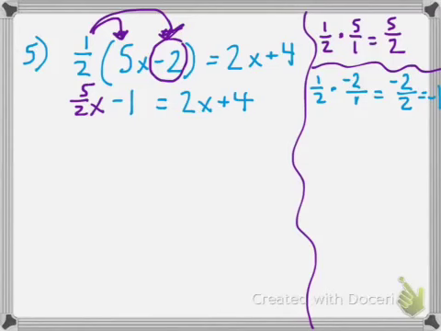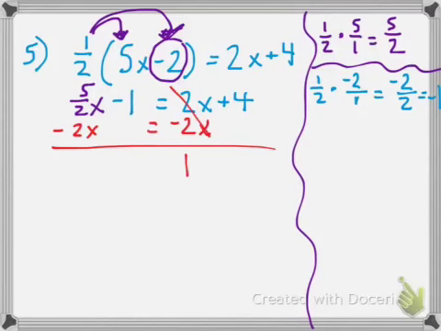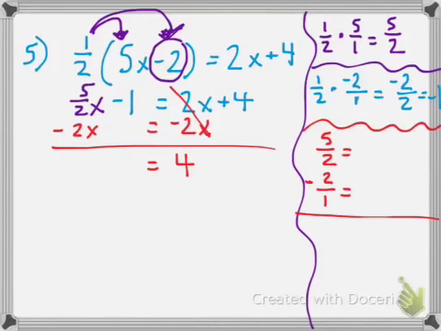So now I have variables on both sides, and I'm going to go ahead and subtract 2x from both sides. And so on my right side I have the positive 4 remaining, and then on my left side I have to subtract 5/2 x minus 2x, and remember I'm just going to focus on the coefficients. So 5/2 minus 2, so it's the same as 5/2 minus 2 over 1.